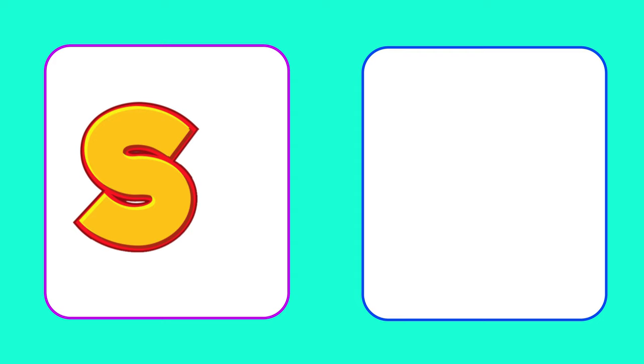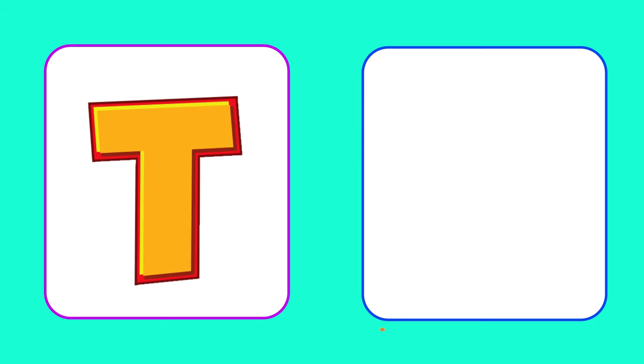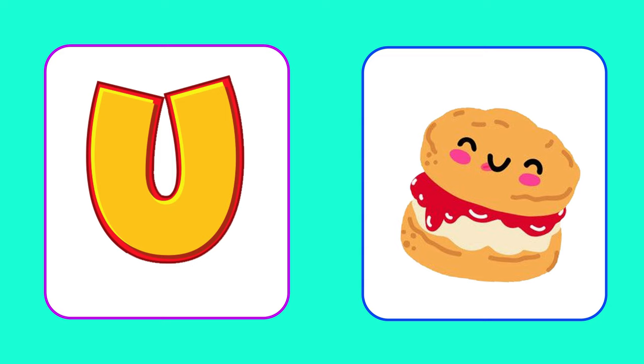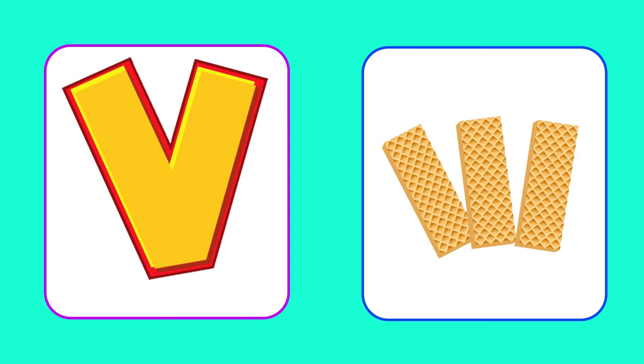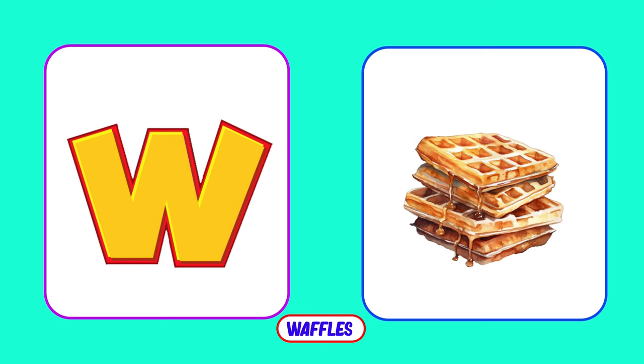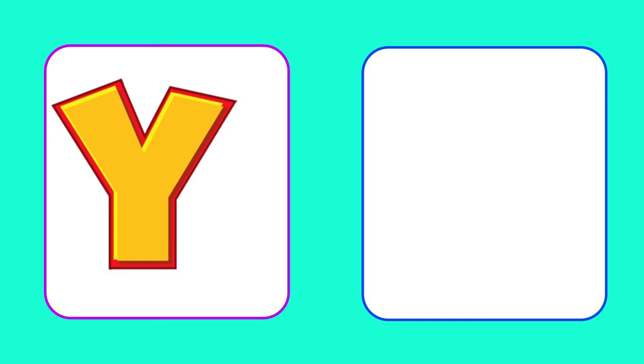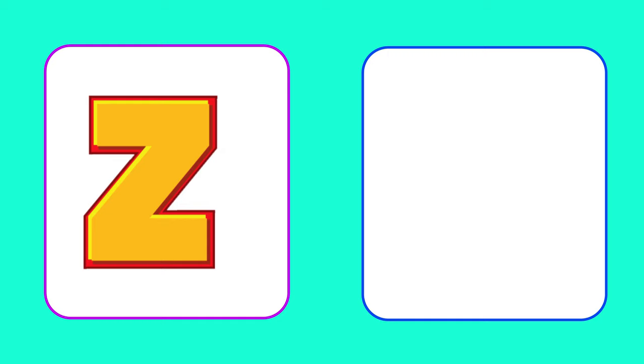R is for roasted chicken. S is for sandwich. T is for tater tots. U is for Utah scone. V is for vanilla wafers. W is for waffles. X is for X-mas cake. Y is for Yorkshire pudding. Z is for Zeppo.